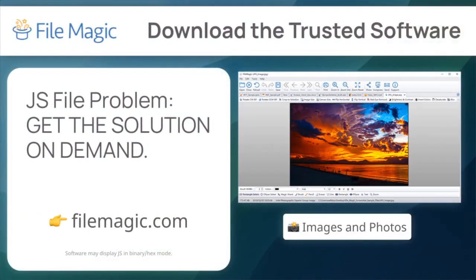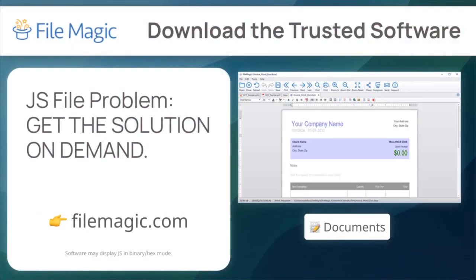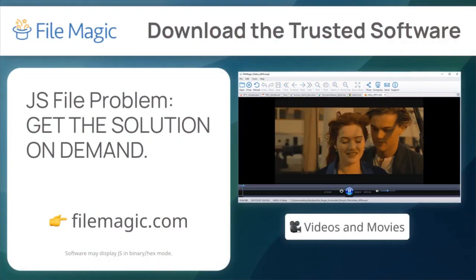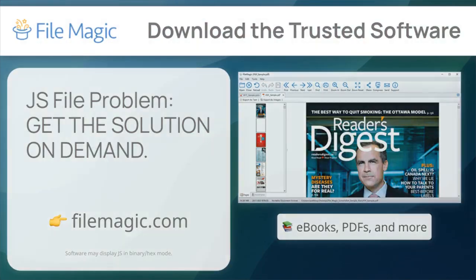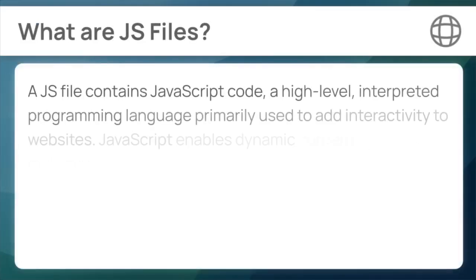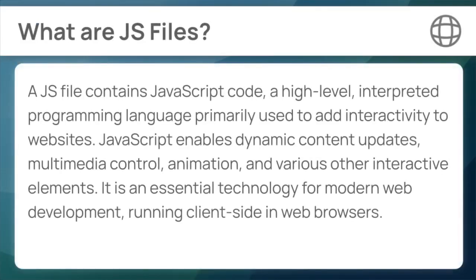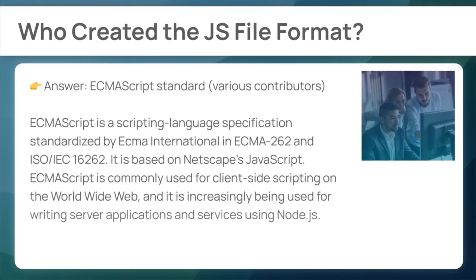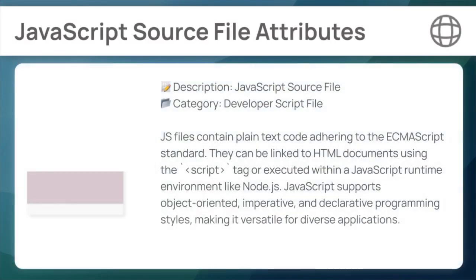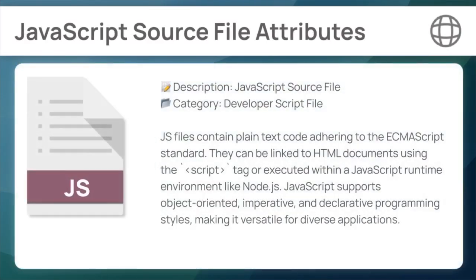This solution is entirely reliant on one powerful JS file inspection tool that you can use for hundreds of other file issues and formats. A JS file contains JavaScript code, a high-level interpreted programming language primarily used to add interactivity to websites. JavaScript enables dynamic content updates, multimedia control, animation, and various other interactive elements. It is an essential technology for modern web development, running client-side in web browsers. JS files contain plain text code adhering to the ECMAScript standard.